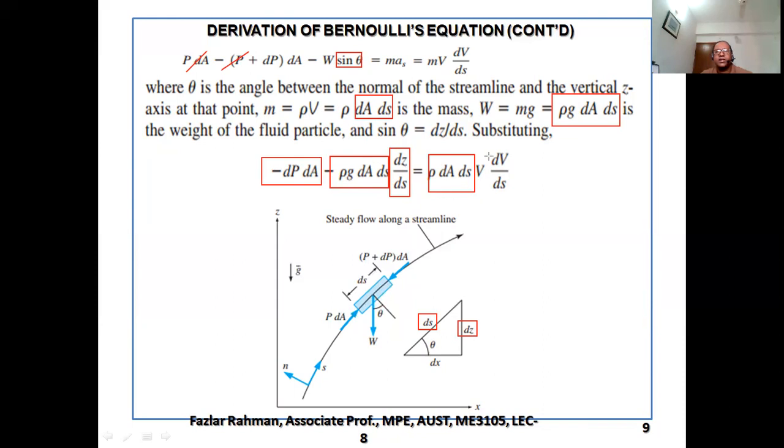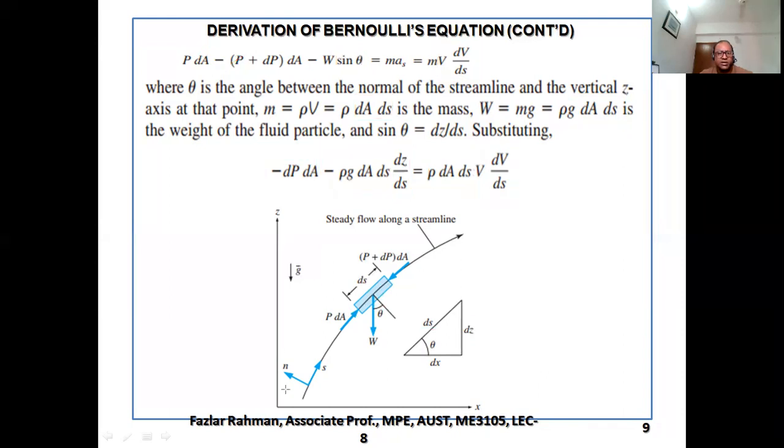And what is the acceleration? We already got it over here. This term, we put it over here. Now we'll simplify. And if you look carefully, right over here, this ds will be out. And you see all the terms have dA. This dA will be out. So in the left side, we have dP minus rho g dz.